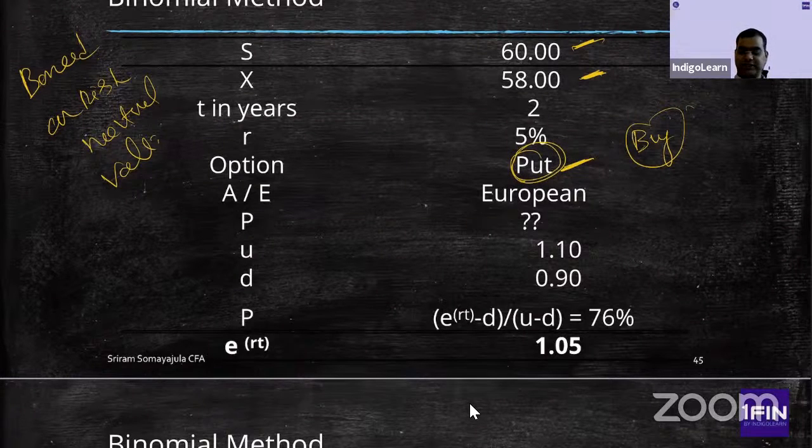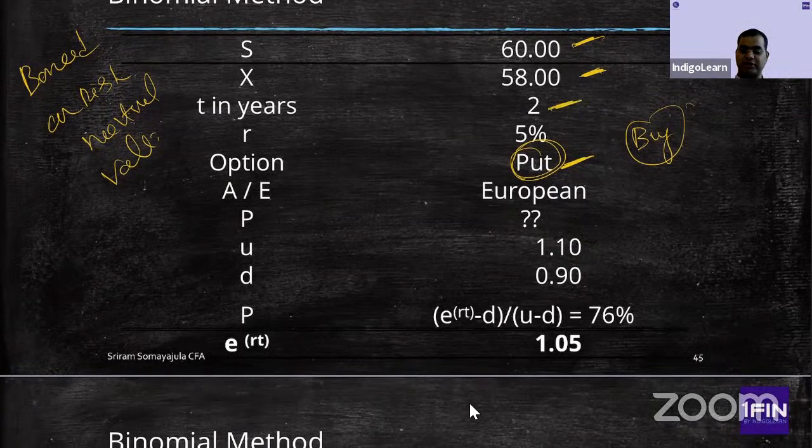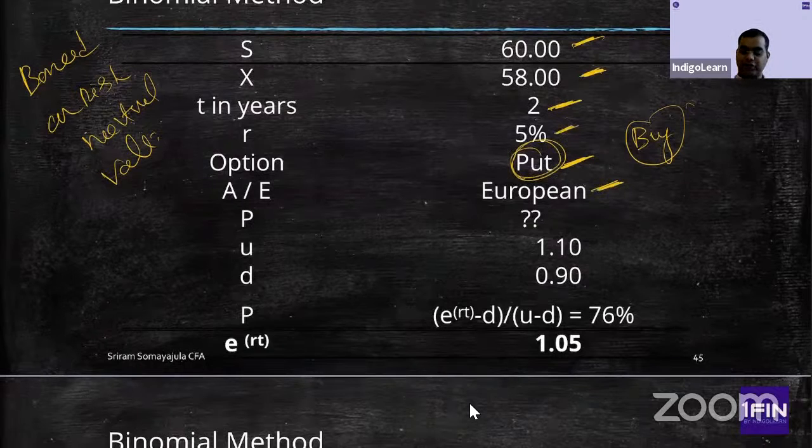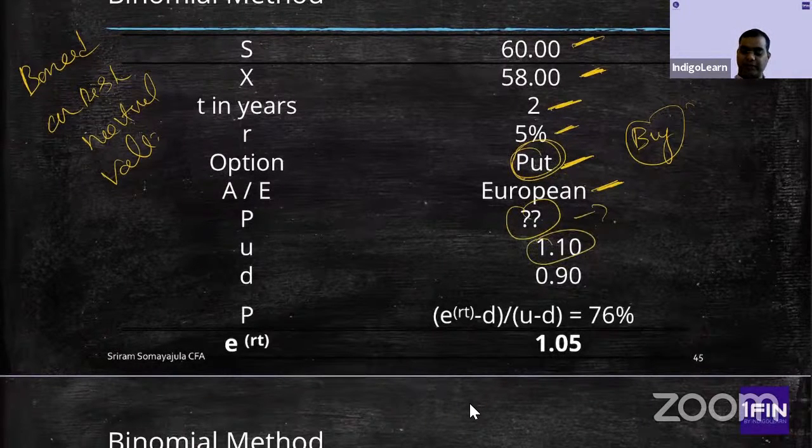Now, anyway, let us come to this. They have said that it is a 2-year option, and the interest rate is 5%. It is a European put. You are supposed to find out the premium. The up move factor is 1.1. The down move factor is 0.9. So they themselves have already given it.